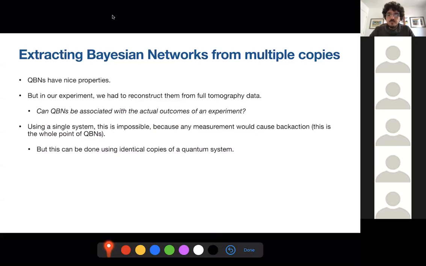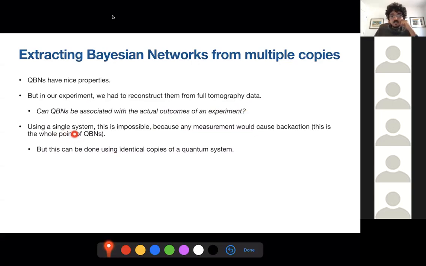Okay, so I'll keep going then. QBNs, as I have shown, have nice properties, but they may seem a little bit artificial because in the experiments, for instance, we had to reconstruct them from full tomography. So that's not great, right? We want probabilities to be associated to the outcomes of an experiment. The reason why we like probabilities is because there's an experiment with a probability of obtaining different outcomes. So we want to associate probabilities directly to the outcomes of an experiment, not to have to reconstruct some probabilities from the tomography.